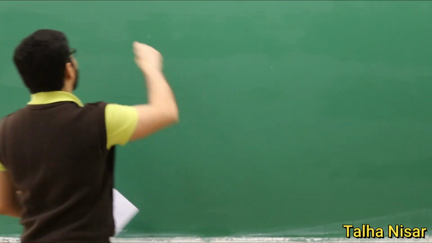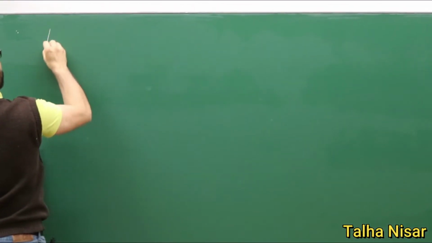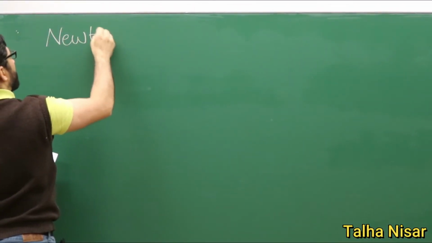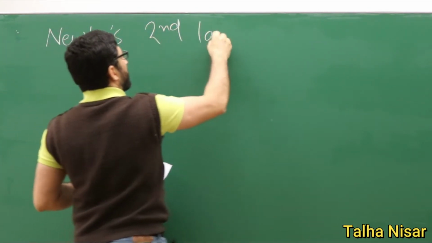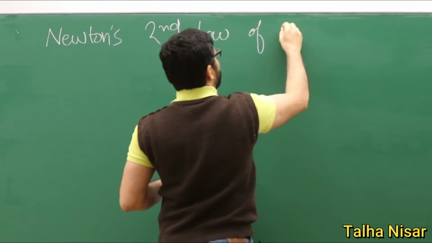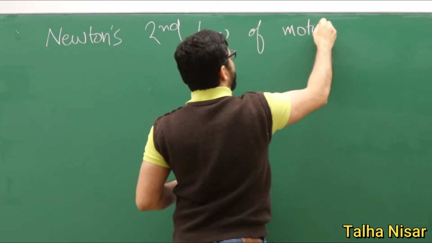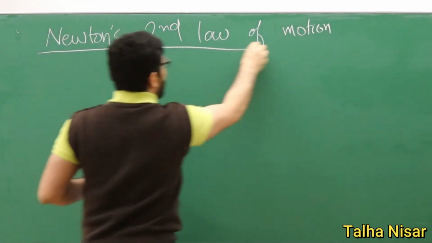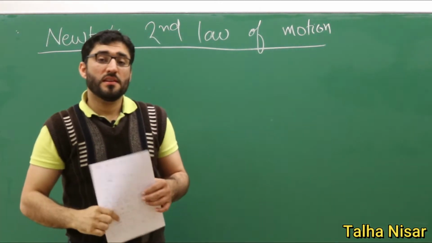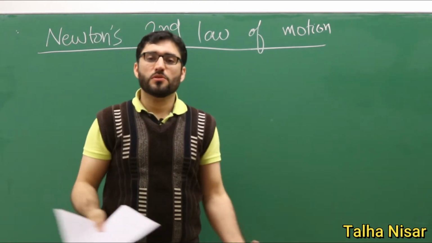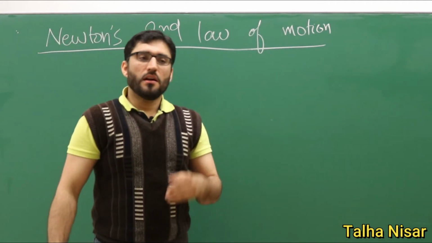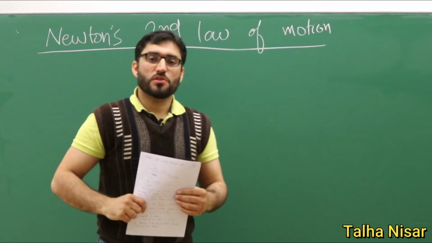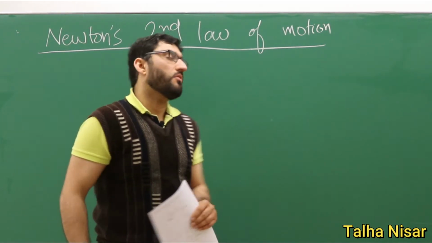So now we discuss Newton's second law of motion. The first law was about the system when there is no external force, or the net force on the system is zero. But the second law is about the system when there is an external force, so the net force on a system is not zero.